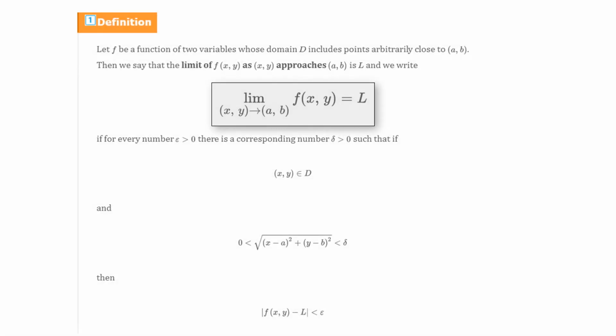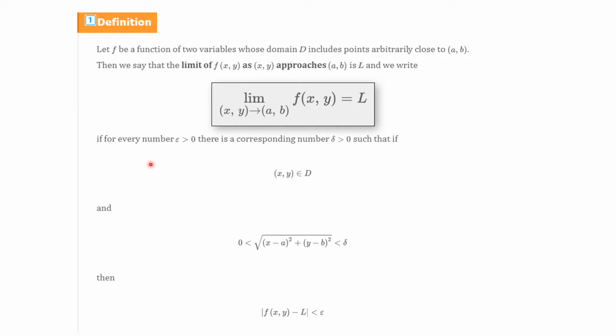Now, let's build up some machinery for that. Let f be a function of two variables whose domain D includes the points arbitrarily close to the number (a, b). This is an ordered pair. So you see we're going to be talking about the limit of f(x, y) as (x, y) in two-dimensional space tends to (a, b) and approaches L, and we write that the limit as (x, y) approaches (a, b) of f(x, y) equals L if, and yes, this is the epsilon-delta definition, the same one that you had before.